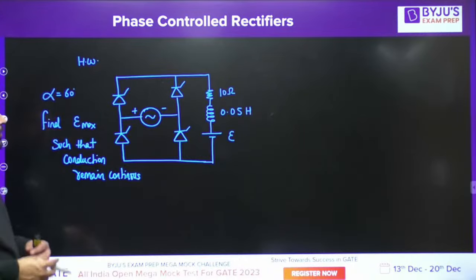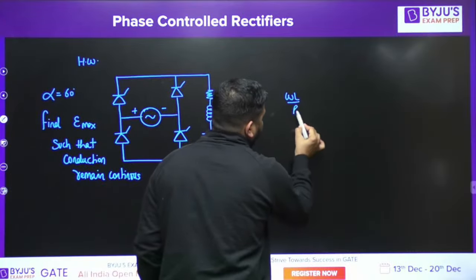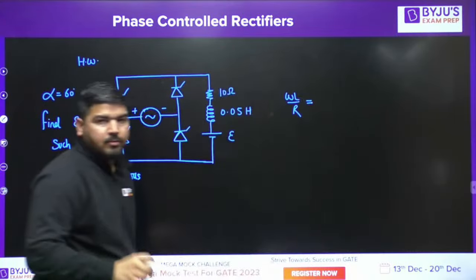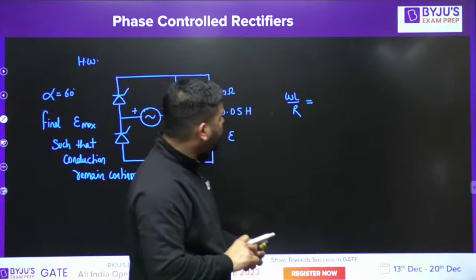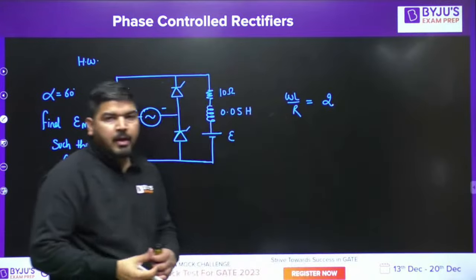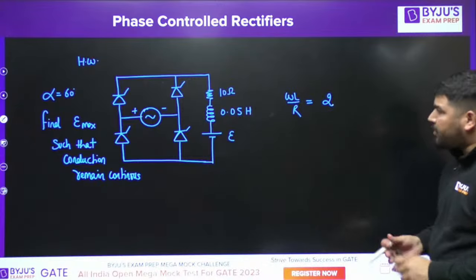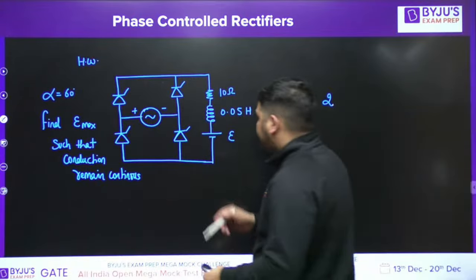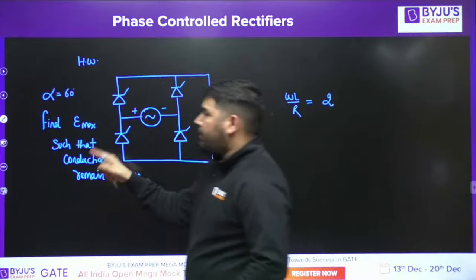Such that conduction remains continuous. It is given that omega L by R is equal to 2. Okay, it is provided to you. We need to calculate what is the maximum value of E such that the conduction remains continuous.